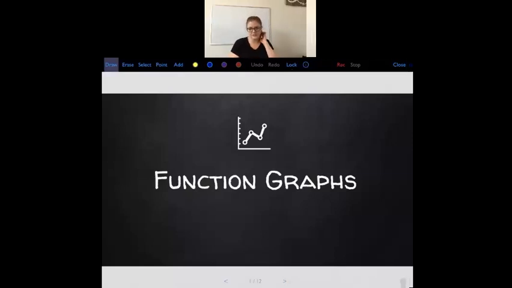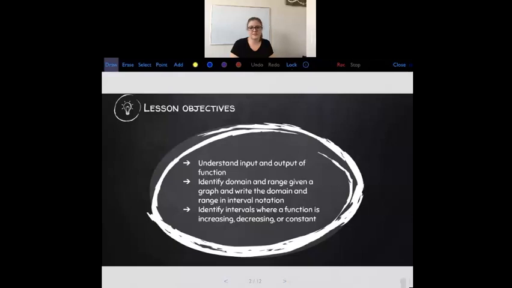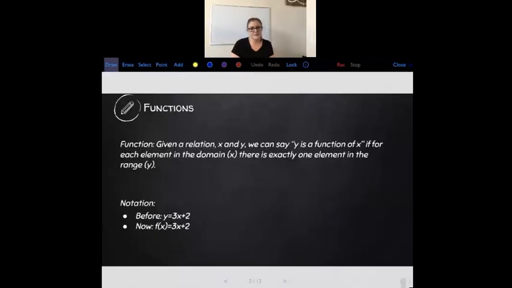In this lesson, we're going to go over function graphs. Specifically, we'll understand the input and output of a function, we'll identify domain and range of a function given a graph and learn to write that in interval notation, and then we'll identify intervals where a function is increasing, decreasing, or constant. First, a little bit about functions.